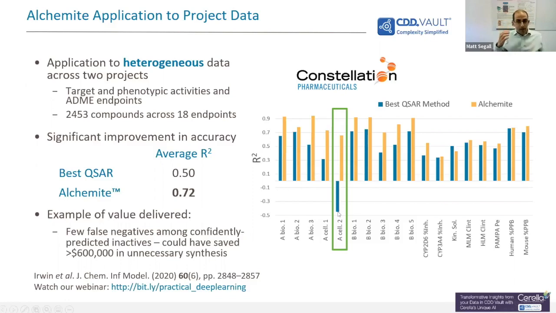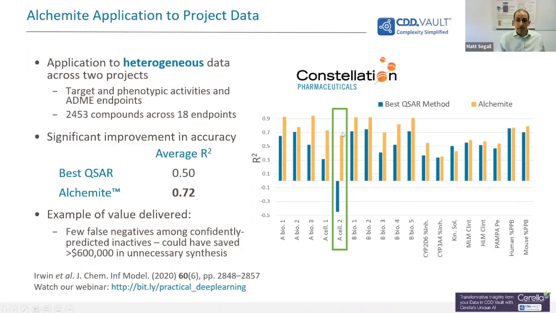A phenotypic activity is the combination of one or more different target activities plus perhaps cell permeability, protein binding, solubility. Lots of different factors contribute to determining that phenotypic activity. And it's just too complicated for a conventional QSAR model to understand and really dissect that structure-activity relationship.